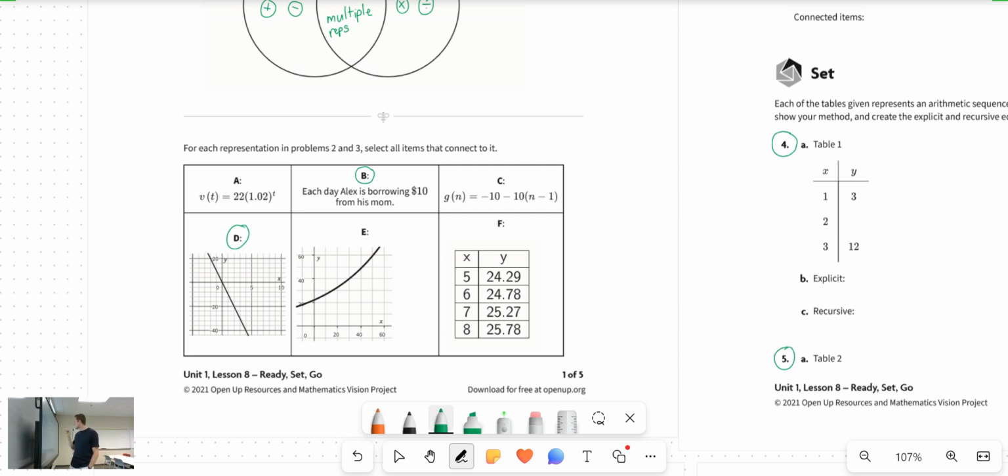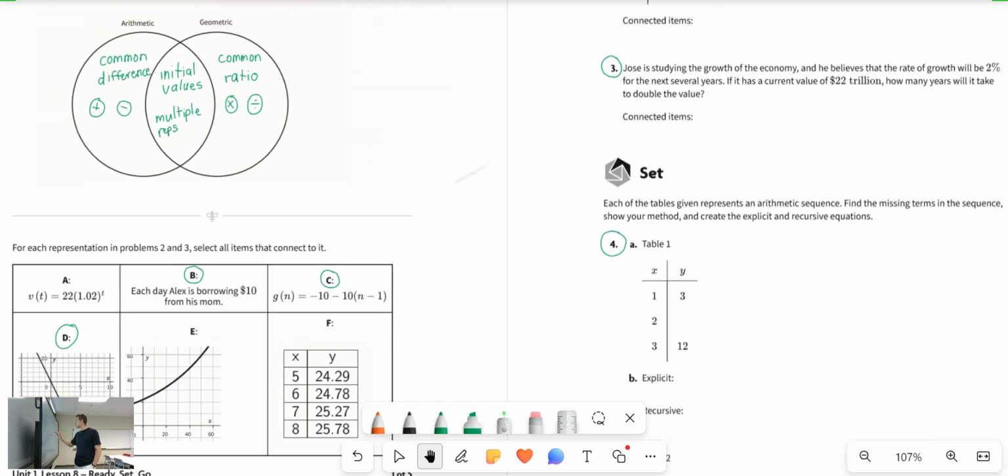Let's look at C. C has -10 minus 10 times n-1. So that is the explicit form: it starts at -10 and we take away 10 each time. That could be it. Yeah, so let's go with that. So we've got D, B, and C are definitely related. E, it's curved, so it's not going to be that one. And this table, well, we already saw the table from the other one, so it can't be a table because those tables don't match up. So B, C, and D.